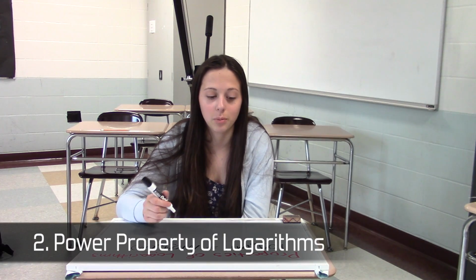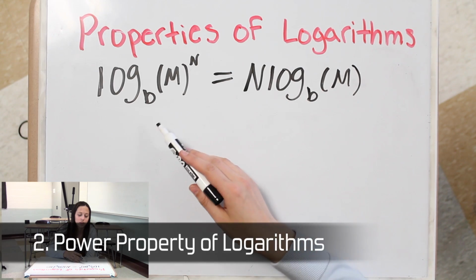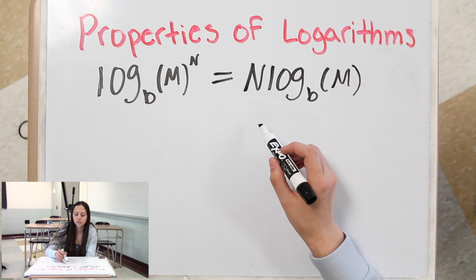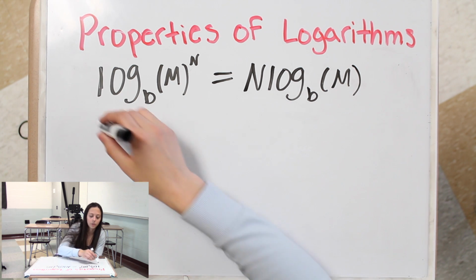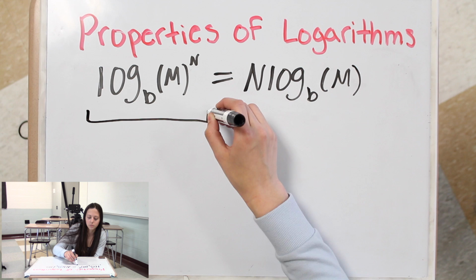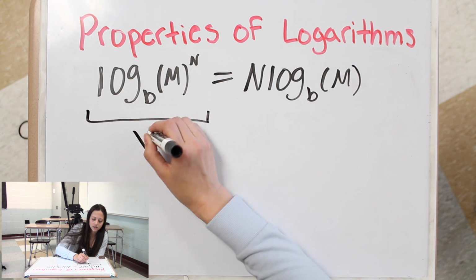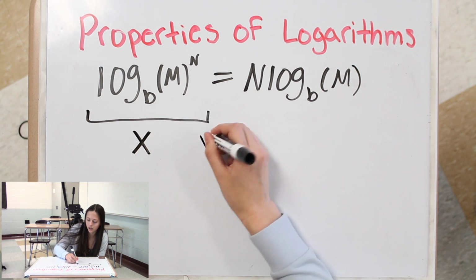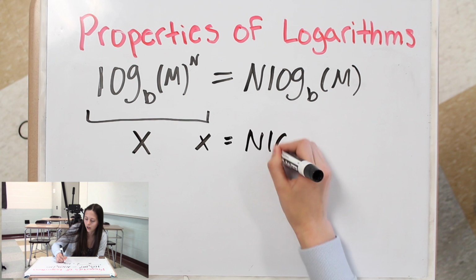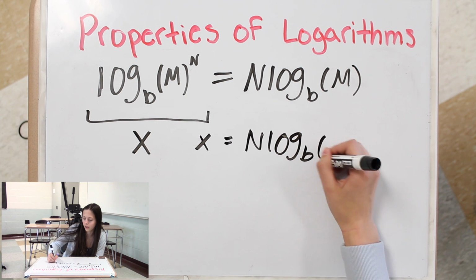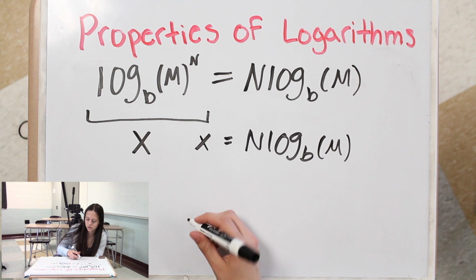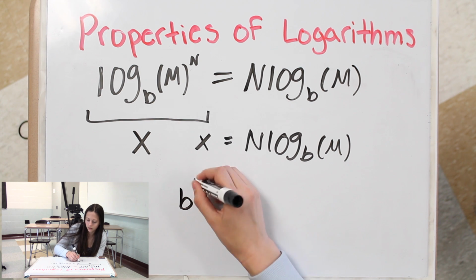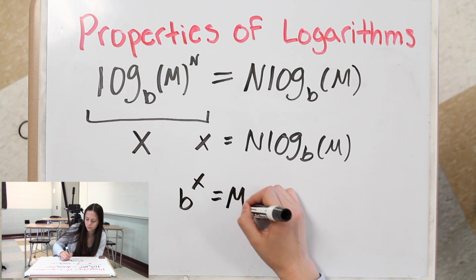The third and final logarithm property of this video is the power property, which essentially states that log base b of m to the power of n is equal to n times log base b of m. To make this easier to look at, we're going to have log base b of m to the power of n equal x. So x equals n times log base b of m. We're going to put this in exponential form, which means that it's going to be b to the x equals m to the power of n.